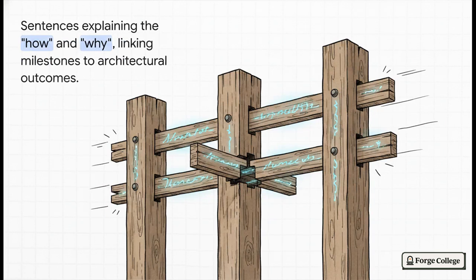Next up, you add the connectors. Think of these as the horizontal planks that link your milestones together. These are the crucial sentences in your paper. They explain the how and the why. This is the analytical heart of your narrative, where you translate an event into its architectural impact.